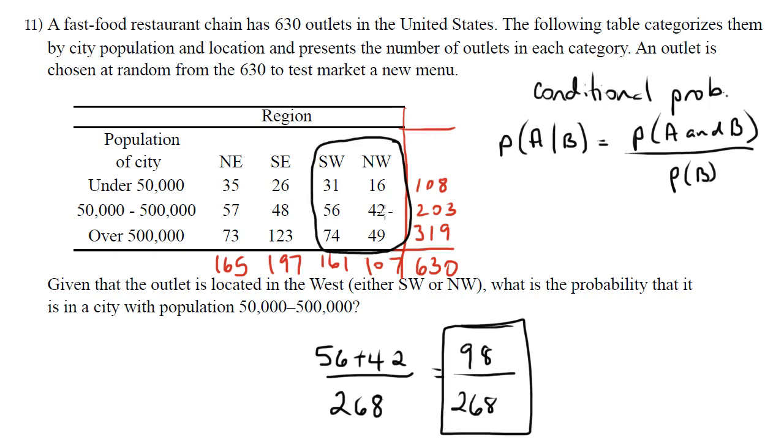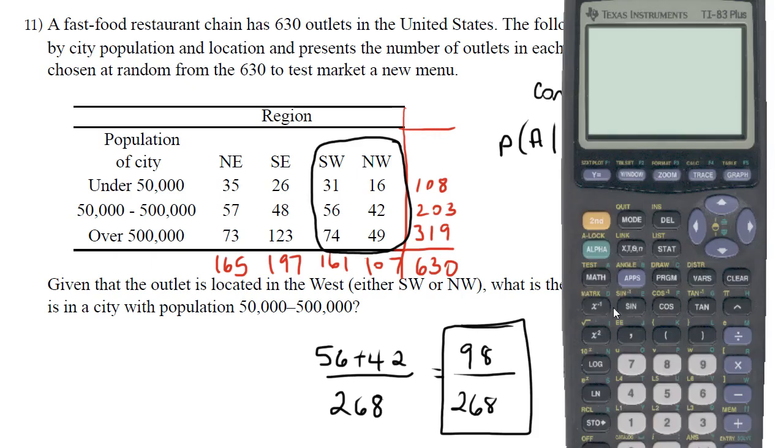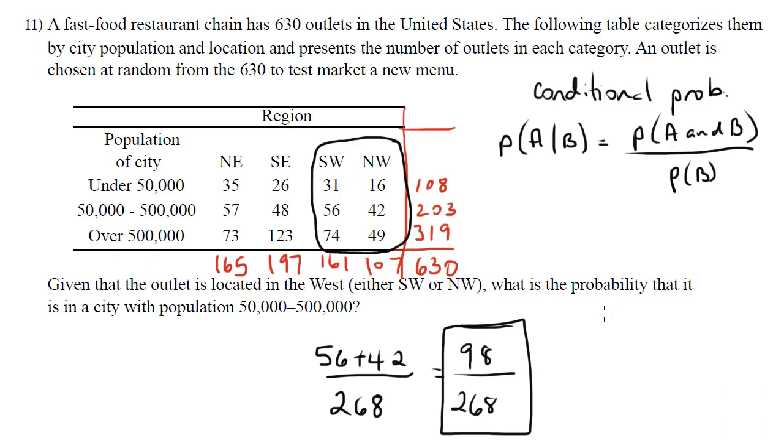So this is the probability of both 50,000 to 500,000 and in the West. That's those 98 out of the given part, out of these here. And if I divide this, 98 divided by 268, rounded to 3 decimal places as usual, 0.366.